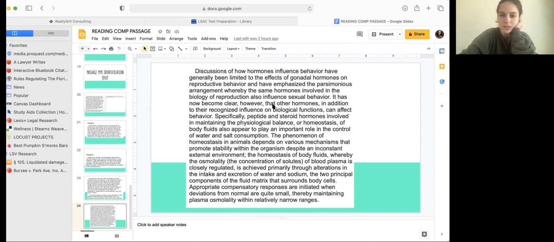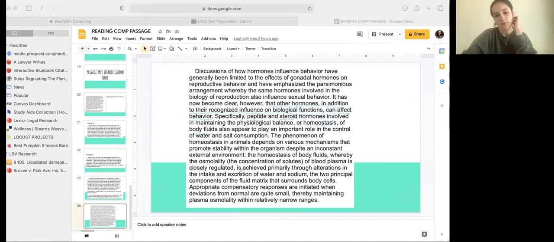As we can see, this really comes from the sentence "it has now become clear, however, that other hormones." In our thesis statement, when possible, we want to get as specific as possible so we can pinpoint what we're talking about. So through this, we get that recent studies have shown that other hormones can affect behavior. That's great, but we want to get a little more specific. The hormones they specifically mention are peptide and steroid hormones. And the behavior they're specifically talking about is homeostasis of body fluids.